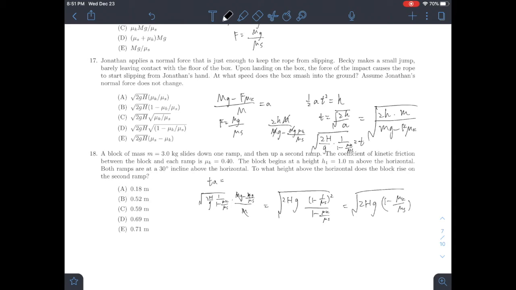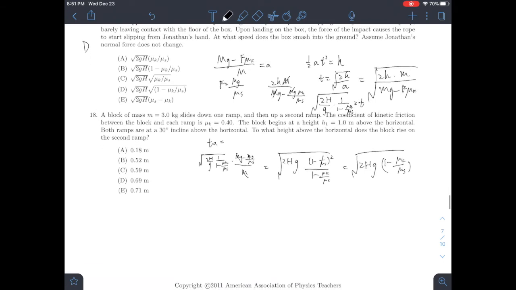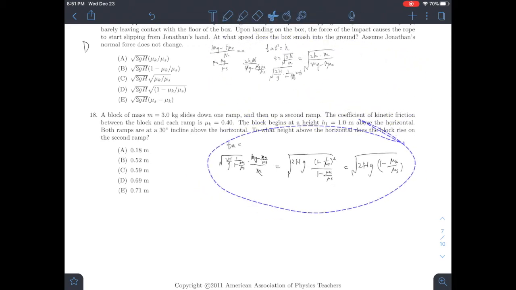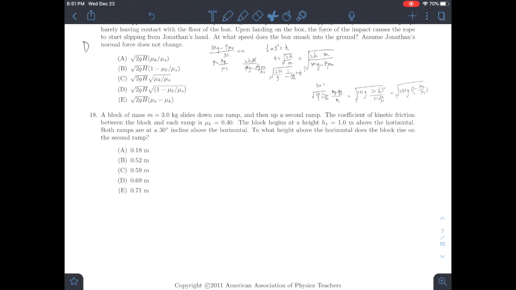Okay, let's look at question number 18. A block of mass 3 kg slides down the ramp and then up a second ramp. The coefficient of kinetic friction between the block and each ramp is equal to 0.4. Then the block begins at a height of h1 equal to 1 meter above the horizontal. Both of the ramps are at a 30-degree incline above the horizontal. To what height above the horizontal does the block rise on the second ramp?